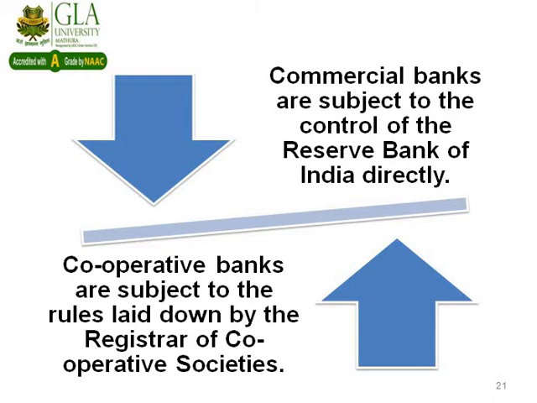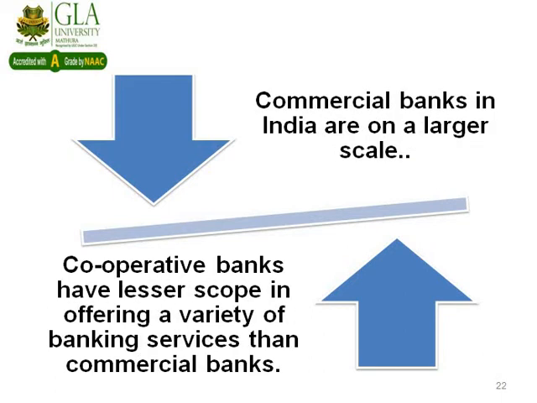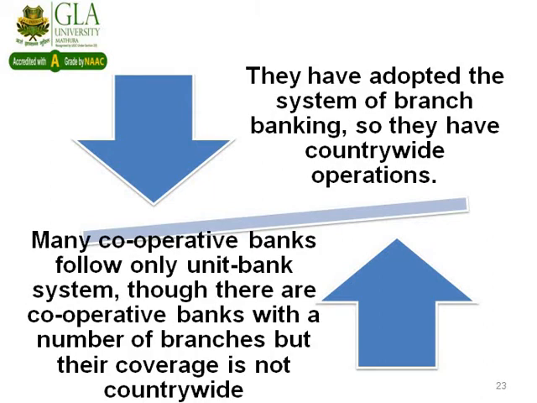Cooperative banks are founded on the principle of cooperation, working for the interest of their members. Commercial banking in India is on a larger scale, whereas cooperative banks have lesser scope in offering a variety of banking services than commercial banks. Commercial banks have opted for the system of branch banking so that they have countrywide operations. Branch banking means they have their headquarters at one place and operate pan India, in the entire country, with the help of a large network of branches. This is known as the branch banking system adopted by commercial banks.